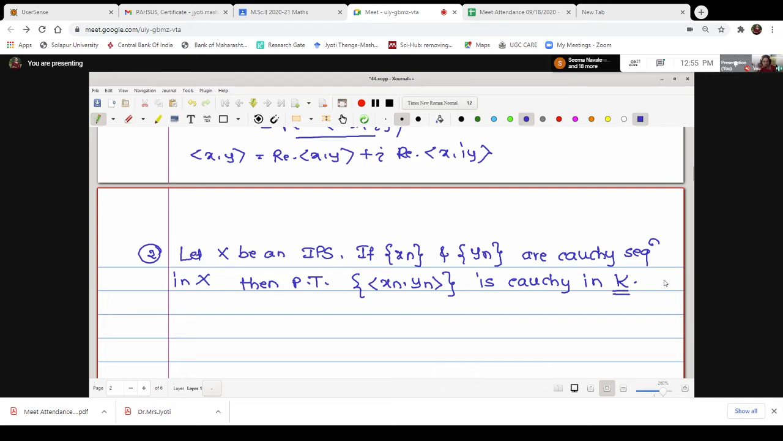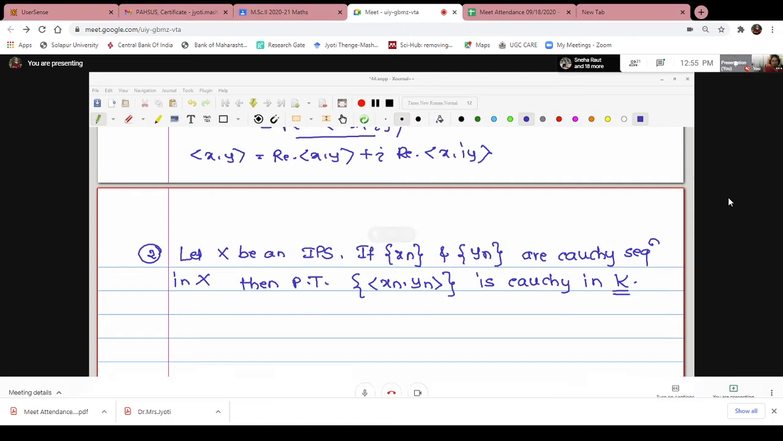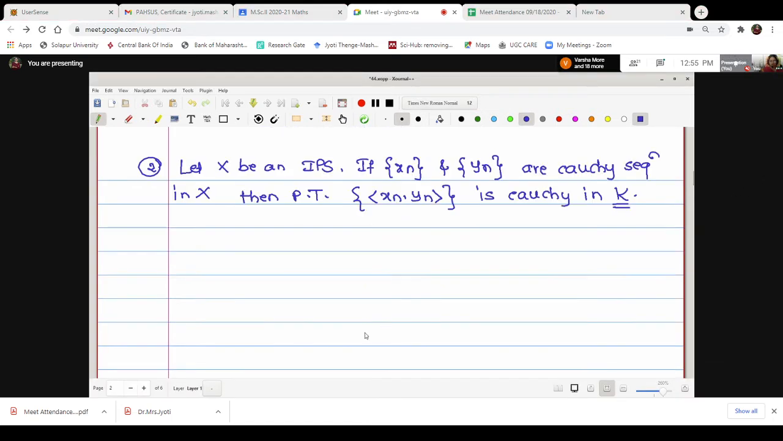Why are we writing this as Cauchy in K? Because we know inner product is a function whose result is always a scalar number. That may be a real scalar or a complex scalar depending on the selection of the field. Right now? Therefore, let us just prove this part. In order to prove this part, we will just write how x and y are Cauchy.